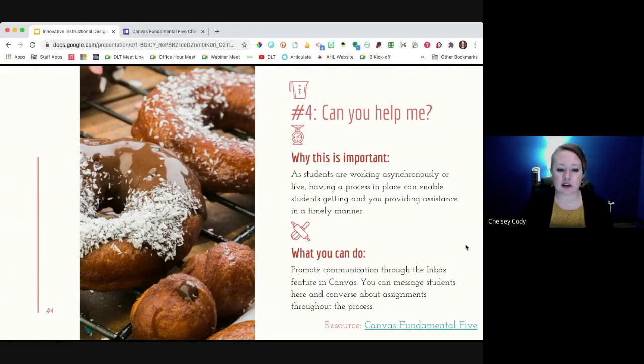As students are working asynchronously or live, having a place where students can ask for help, they're enabled to ask for that help, they know how to ask for help, there's a process, makes them feel more secure in their learning. So one of the things you could do is promoting that communication through the inbox in Canvas. Maybe you have a logo. Hey, need help? Check out the inbox. Hey, need help? Remember, you can always message me on the inbox. You can also message students here as well. This is a huge function that we are able to access through Canvas, especially for those elementary students that don't have email. When they're in Canvas, they see the notifications in the inbox.